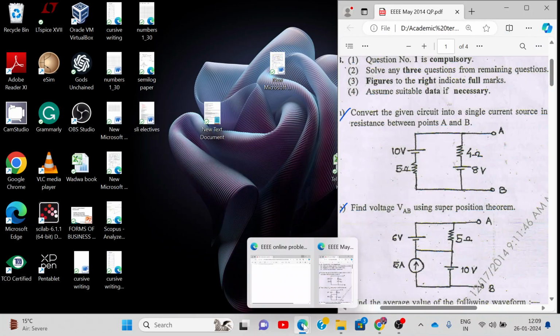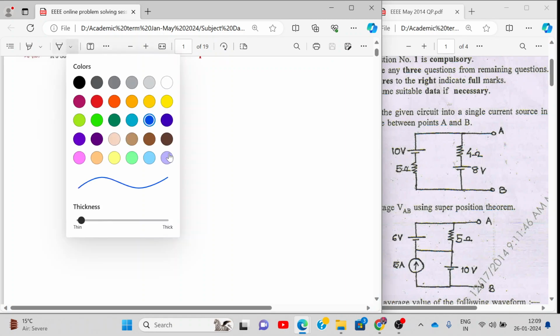Yeah, so let's start with the session today. So basically we will be solving ESE previous old papers, based on module number 1. So this is a problem solving lecture based on module number 1. All right, 26 1 24.